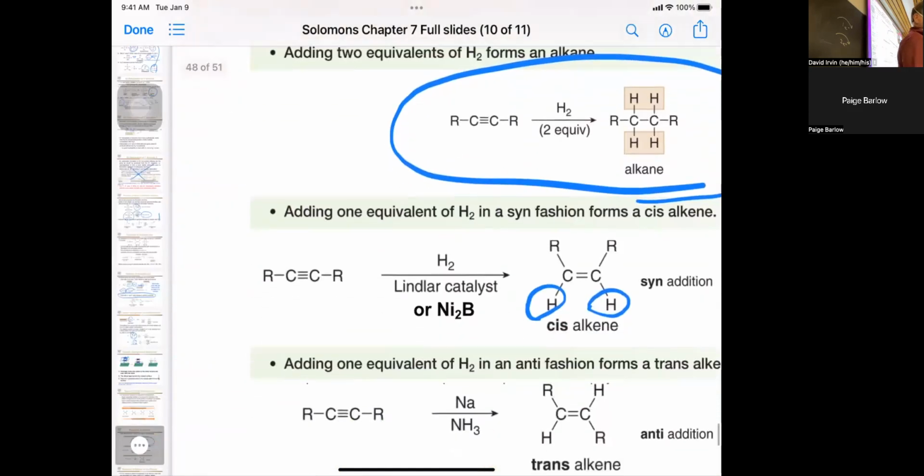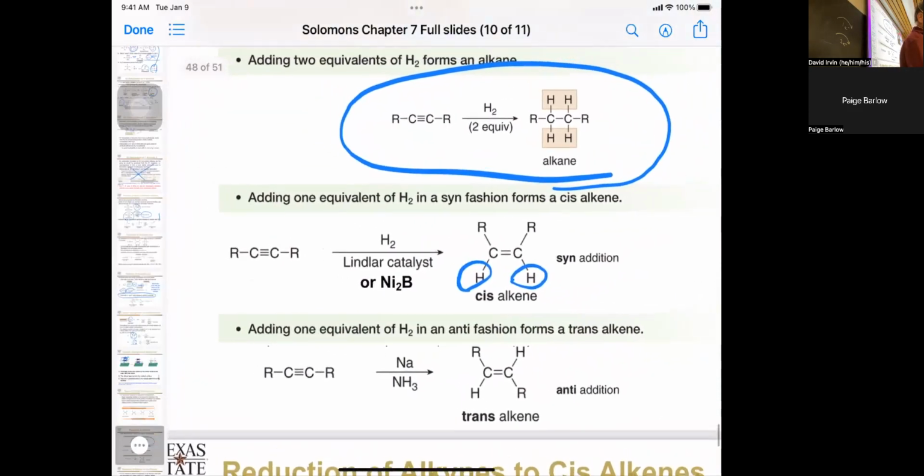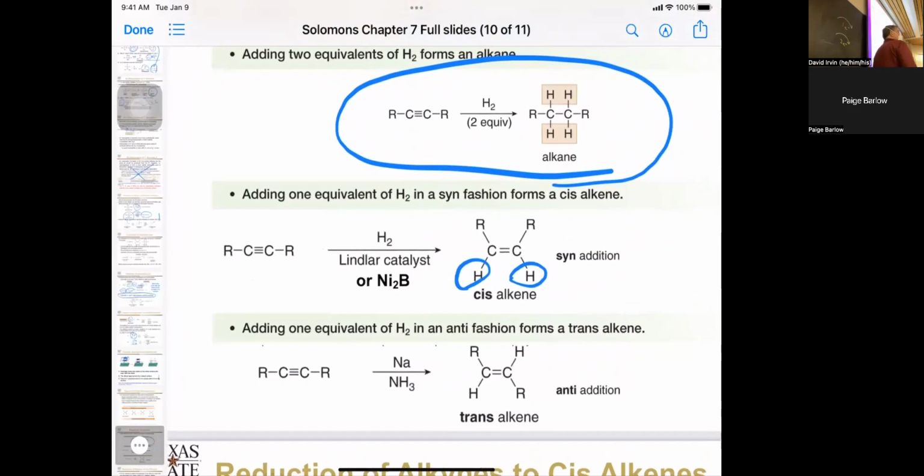Okay, so that being said, what if you don't want the cis alkene? What about the alkyne to the trans alkene? If you want the trans alkene, you have to use a different catalyst system. In fact, this isn't even a catalytic system. This is what we call the dissolving metal system.